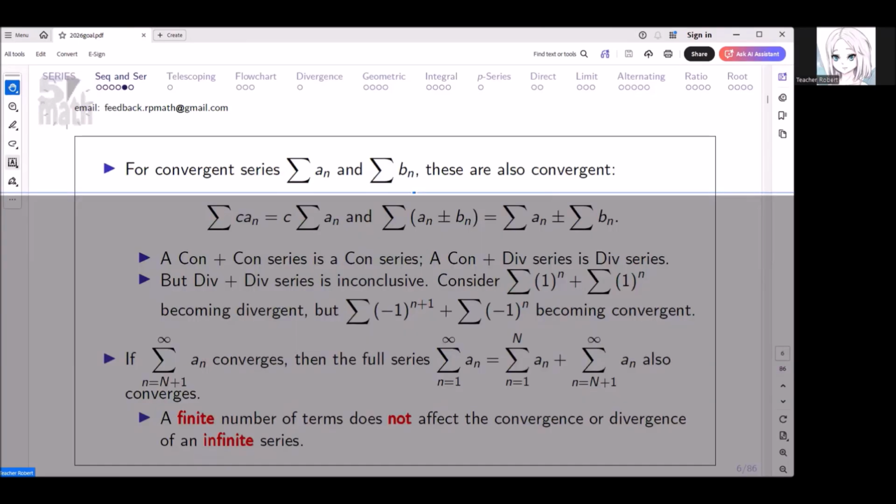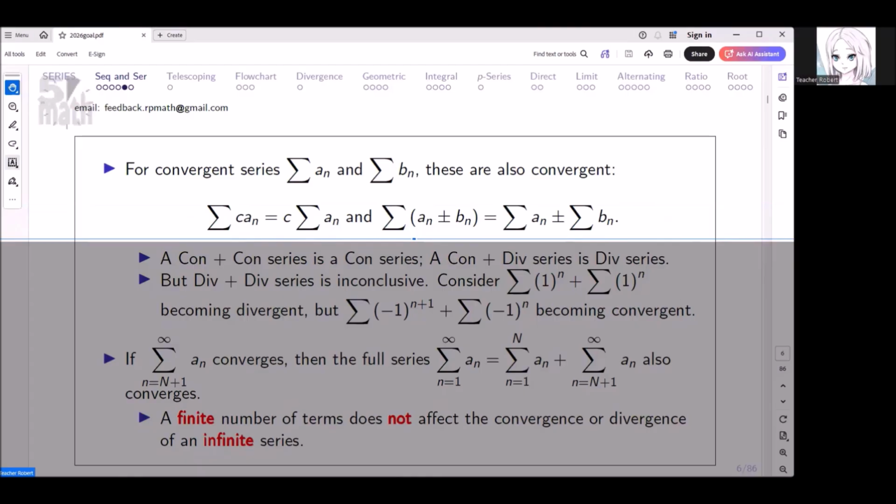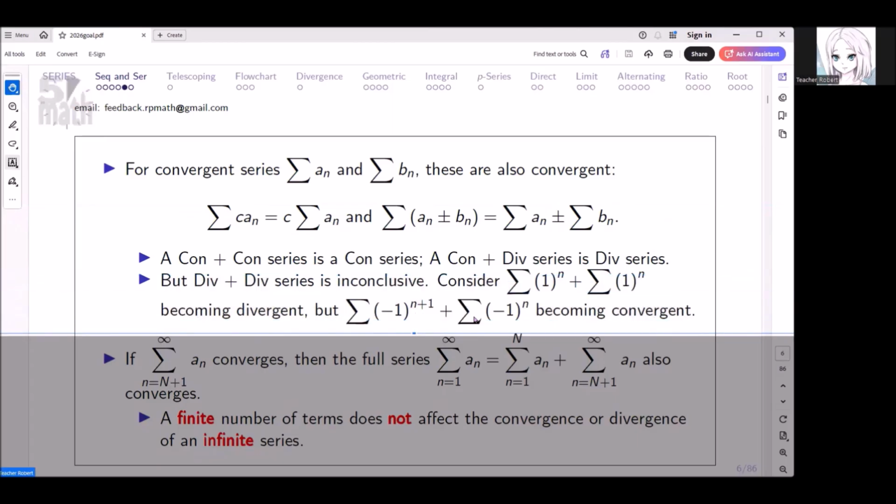For convergent series an and bn, these are also convergent. This and that. A convergent and convergent series is a convergent series. A convergent and divergent series is a divergent series. But divergent and divergent series is inconclusive. Consider these becoming divergent, but these becoming convergent.